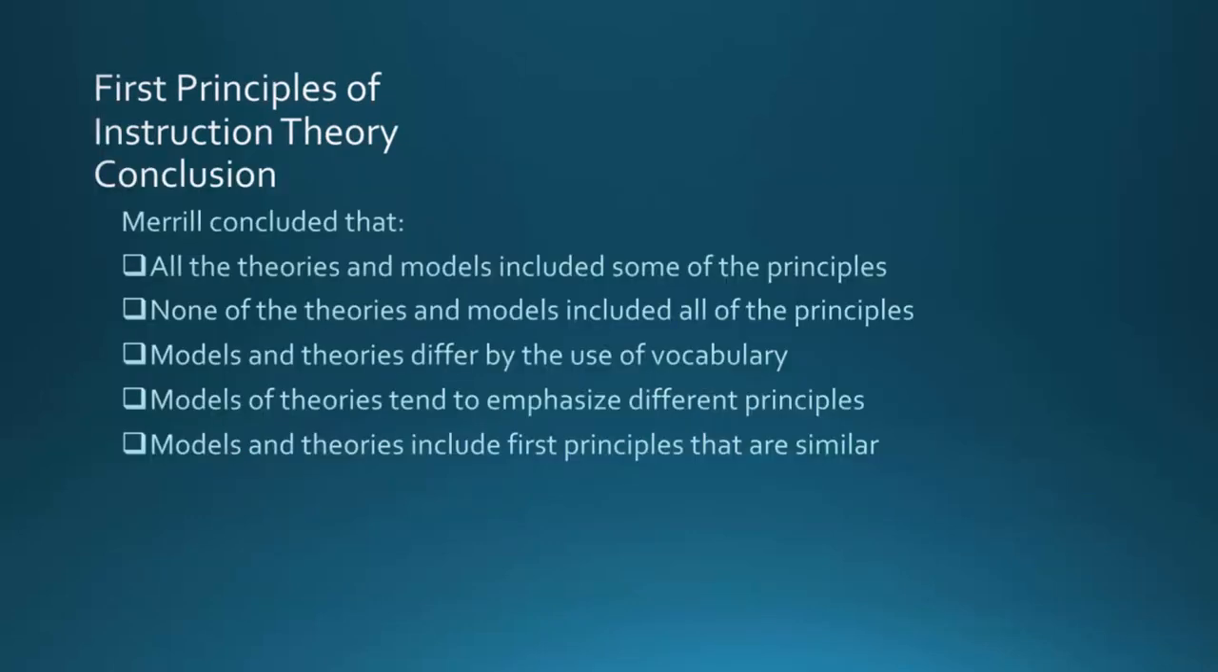His conclusion to the first principles of instruction theory were the following. All the theories included some of the principles. He also figured out that none of the theories actually included all of the principles. What made them different was their different use of vocabulary, and also they emphasized different principles, but he noted that the models and theories all included first principles that were similar.